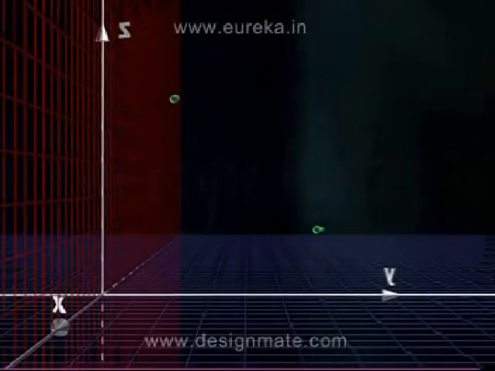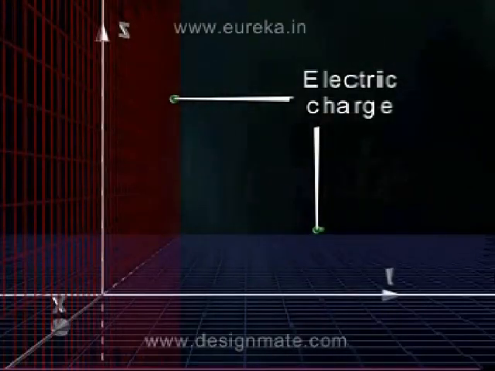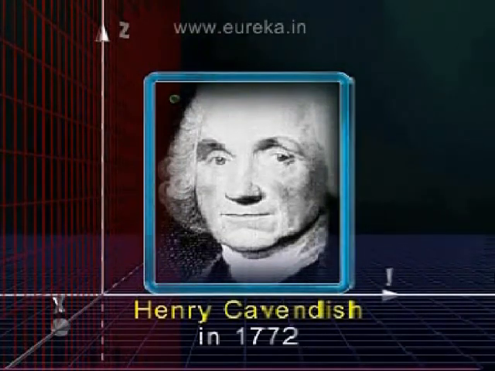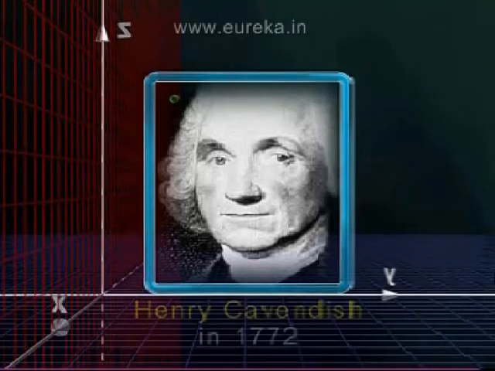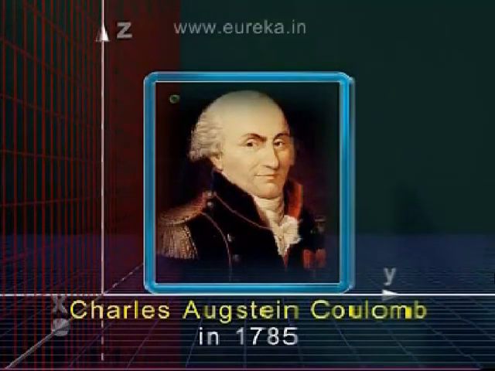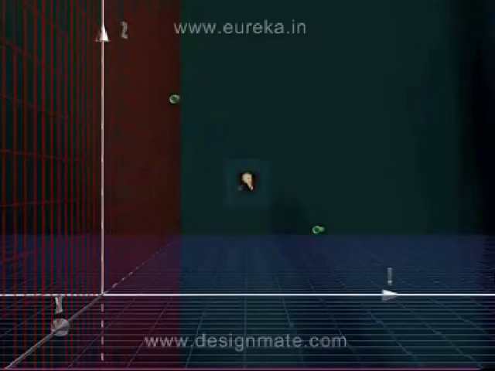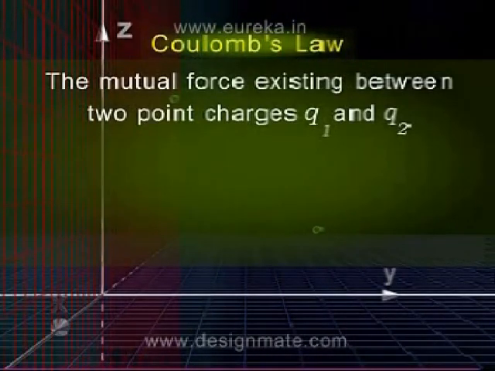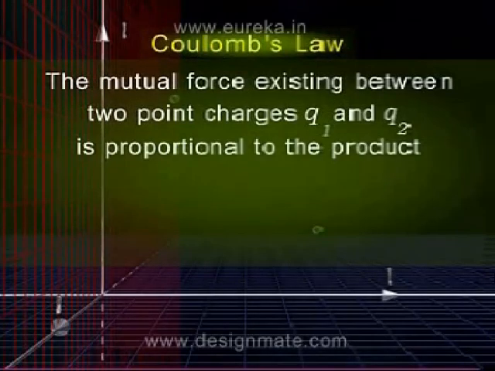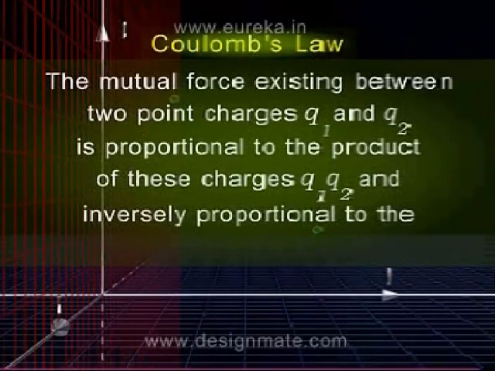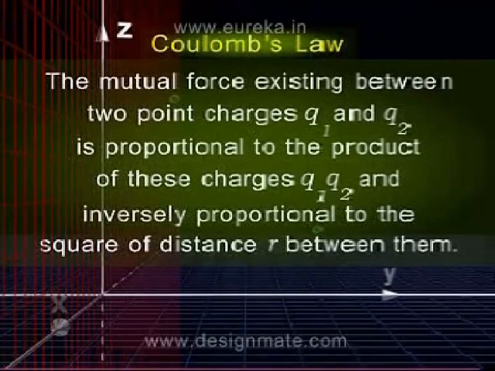The law of force existing between two electric charges was established from the results of the experiments performed by Henry Cavendish in 1772 and Charles Augustine Coulomb in 1785. This law is known as Coulomb's law. It can be stated as: the mutual force existing between two point charges Q1 and Q2 is proportional to the product of these charges Q1 Q2 and inversely proportional to the square of the distance r between them.